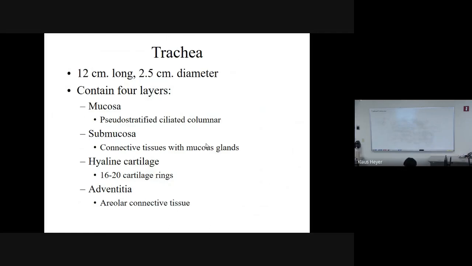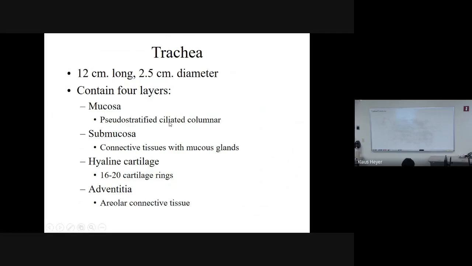So the mucosa is some kind of epithelial cells. This is the only place in your body where it's pseudostratified. And to be honest, that part is not extremely important. When people talk about epithelial tissue, they always use pseudostratified ciliated columnar as an example. This is the only place in the body where you have it. The important part of this word is that it's ciliated.